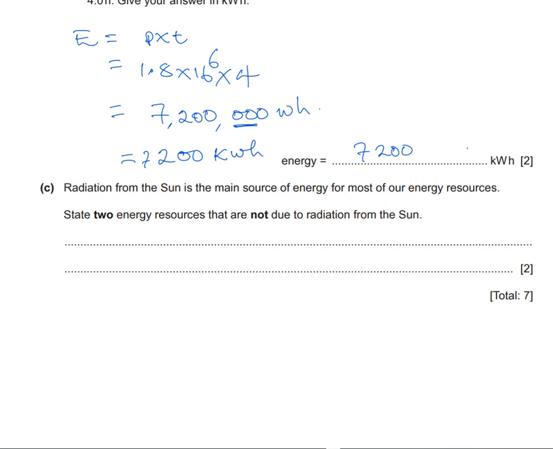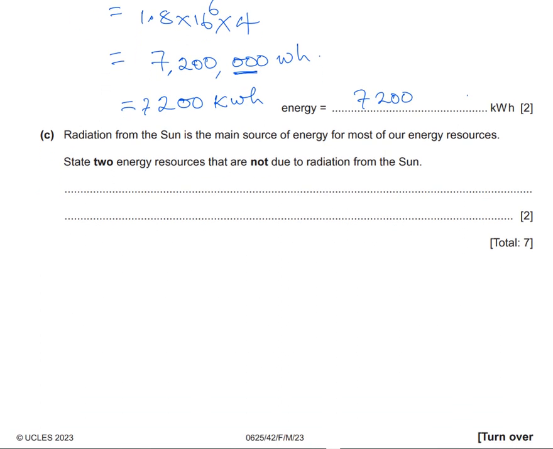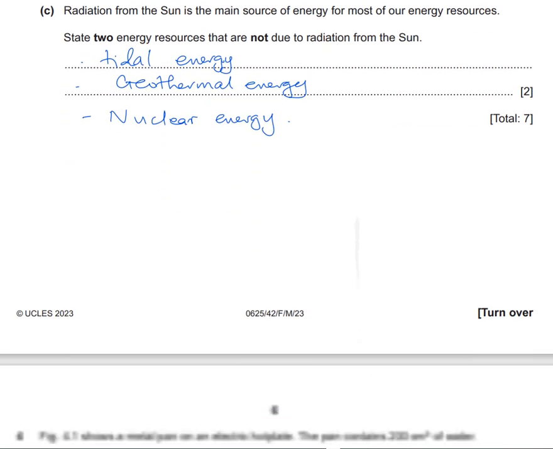Radiations from the sun is the main source of energy for most of our energy resources. State 2 energy resources that are not due to radiations from the sun. So of course we have tidal energy. We have geothermal energy. We also have nuclear. All these, they don't get their energy from the sun. Nuclear energy. So let's continue.